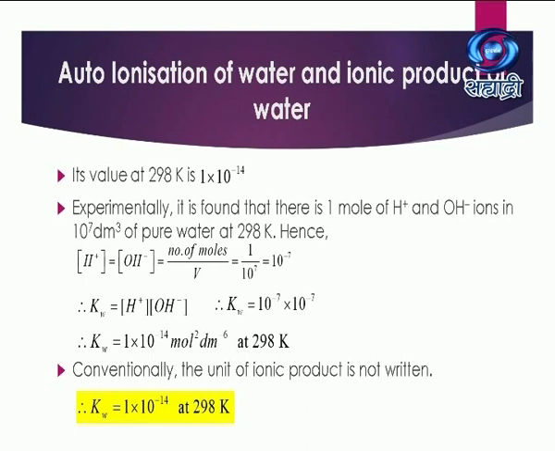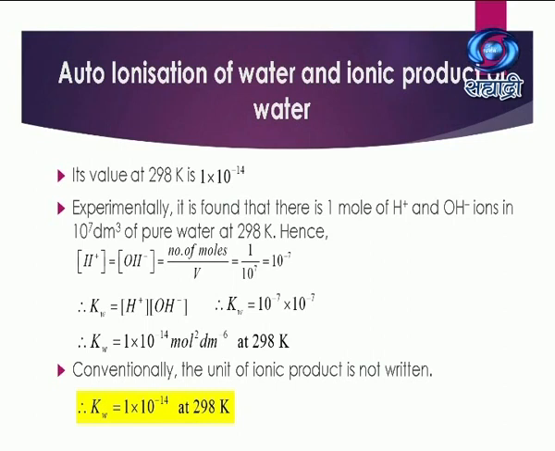Now how to calculate this value? Experimentally, it is found that 1 mole of H plus and OH minus ions is present in 10 raised to 7 dm cube of pure water at 298 Kelvin, and hence the concentrations of H plus and OH minus ions are calculated as number of moles upon total volume. Number of moles, 1 mole, is found in 10 raised to 7 dm cube. So 1 upon 10 raised to 7. So the concentration comes out to be 10 raised to minus 7 moles per dm cube.